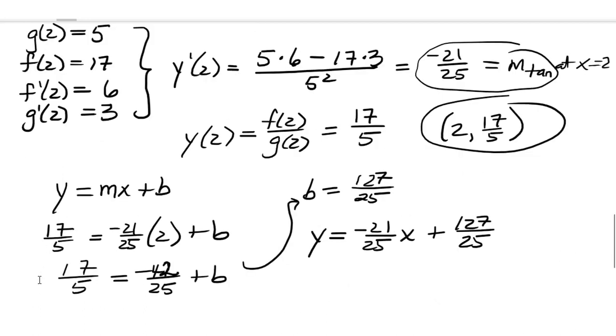Plugging x, y, and m into y equals mx plus b and solving for b, we get that b is 127 over 25. So that means that the tangent line to the graph of y equals f of x over g of x is going to be y equals negative 21 over 25 x plus 127 over 25.